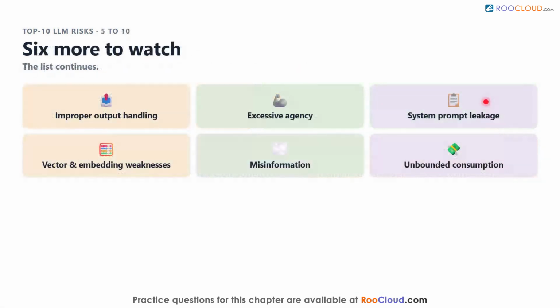The list continues with more. Improper output handling, where unvalidated outputs flow into other systems. Excessive agency, where the model gains too much power to act on its own. System prompt leakage, where the hidden instructions guiding the model expose secrets. Vector and embedding weaknesses in retrieval-based systems. Misinformation from confident hallucinations. And unbounded consumption, where excessive use leads to denial of service, financial loss, or even theft of the model itself.